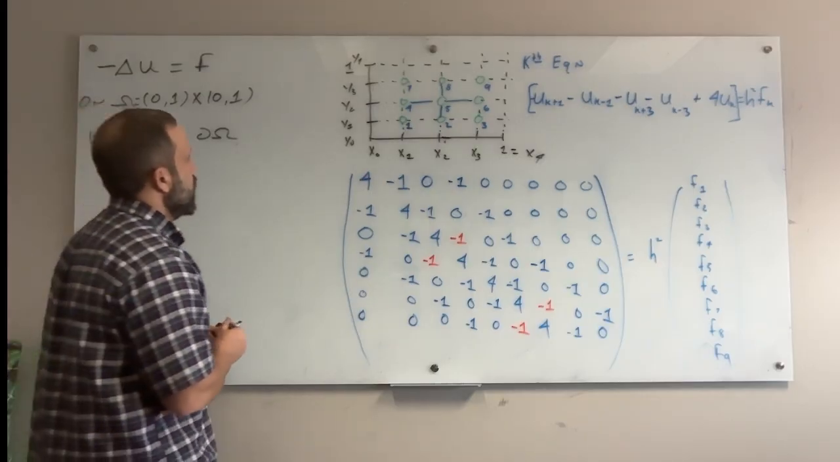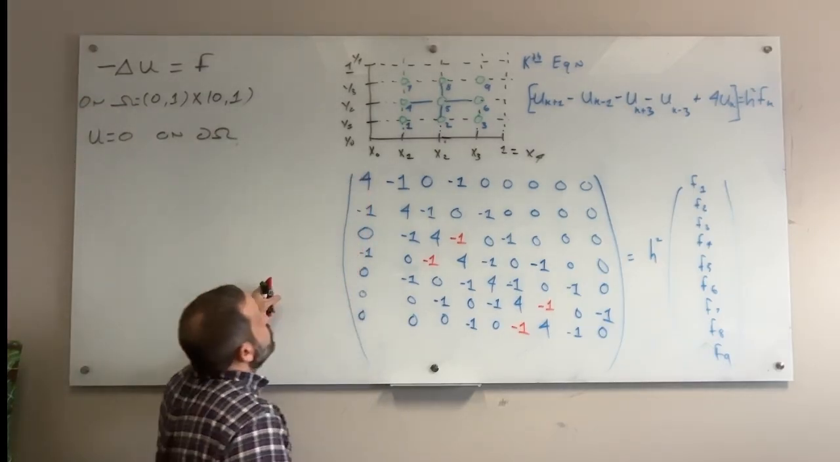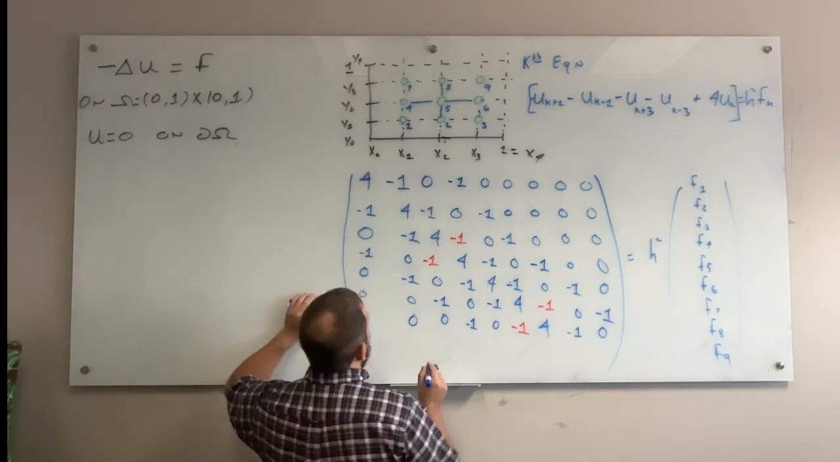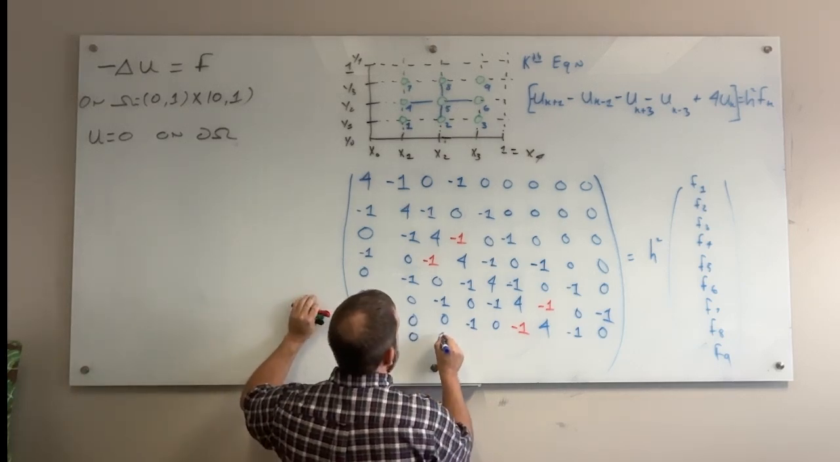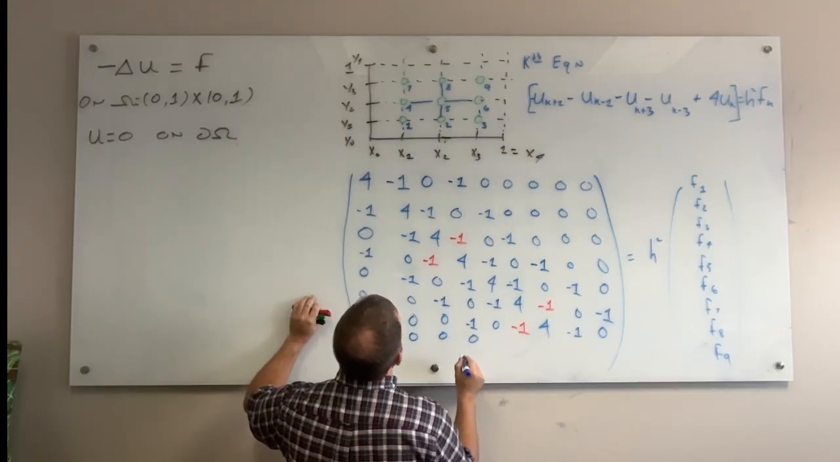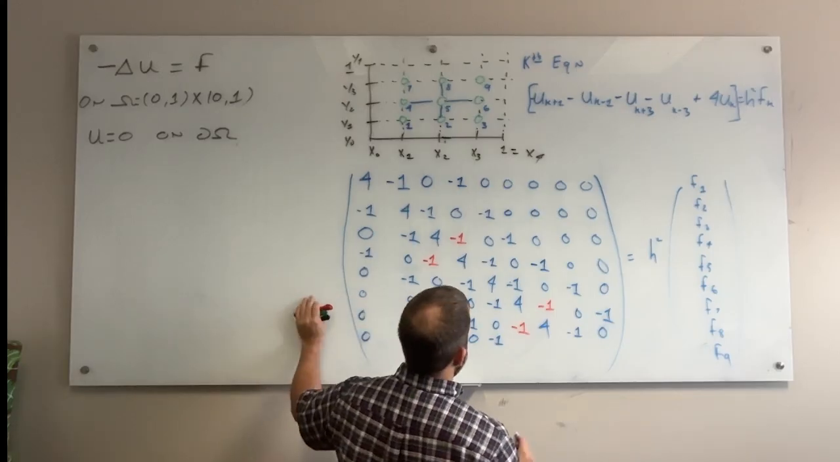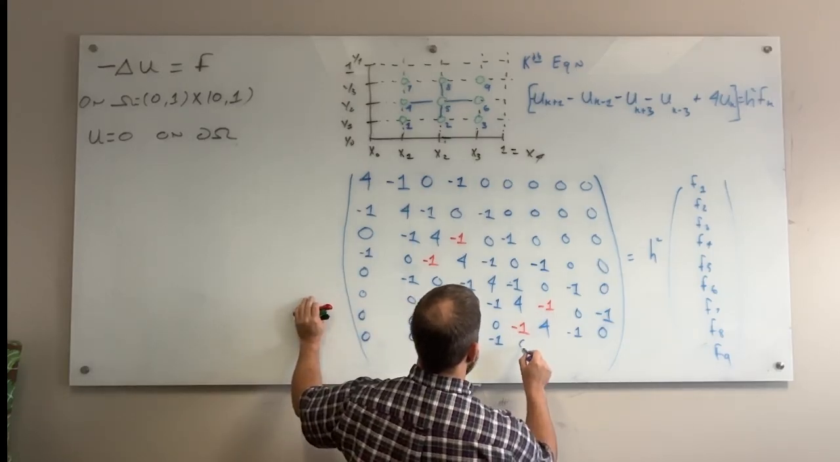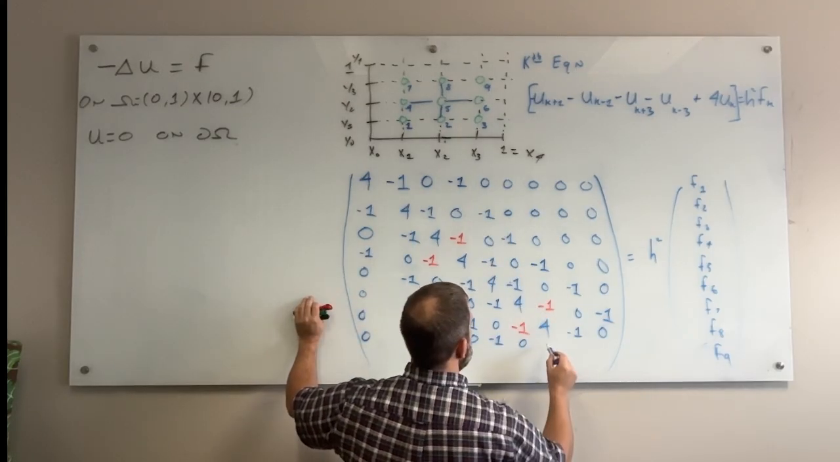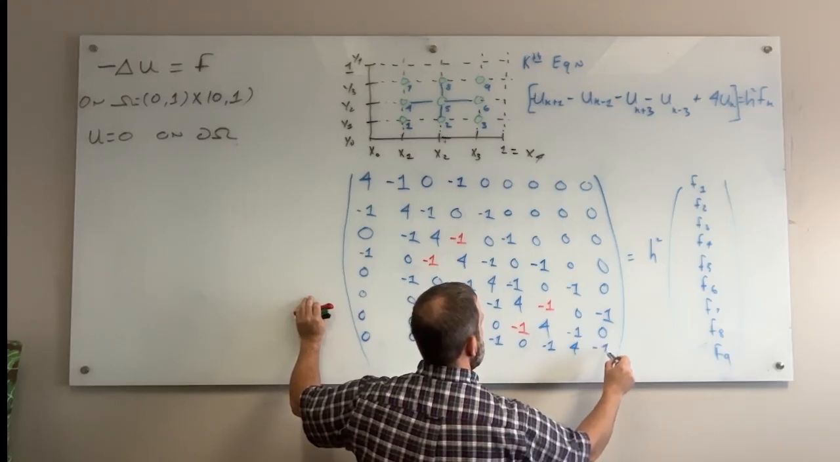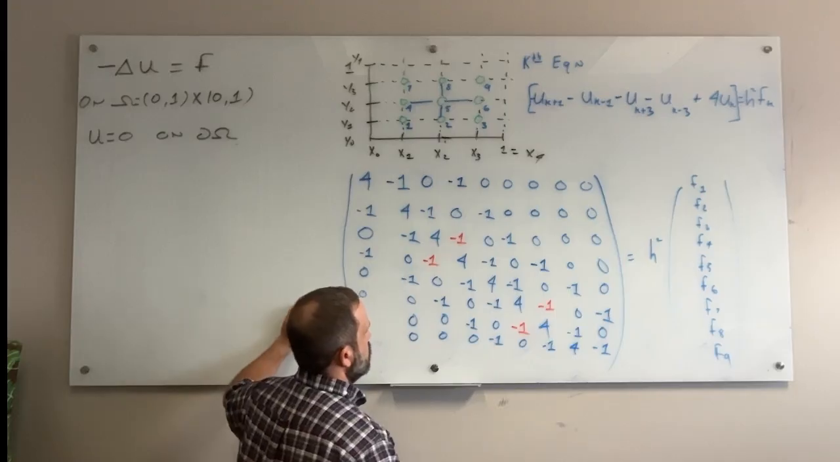Well, again, this one, the formula and the stencil are going to give us the same thing. The coefficient on U1 is 0. The coefficient on U2 is 0. The coefficient on U3 is 0. On U4 is 0. On U5 is minus 1. The coefficient on U6 is 0. The coefficient on U7 is 1. The coefficient on U8 is 4. And on U9 is going to be minus 1. Okay.